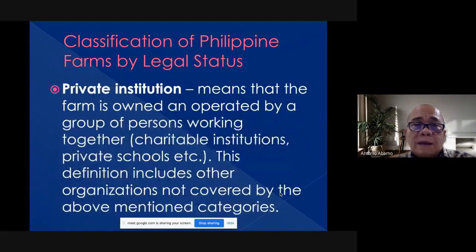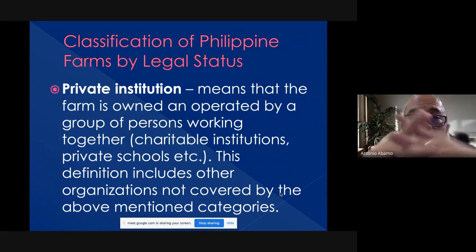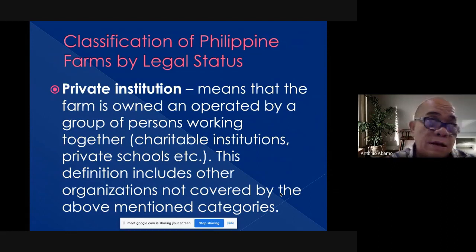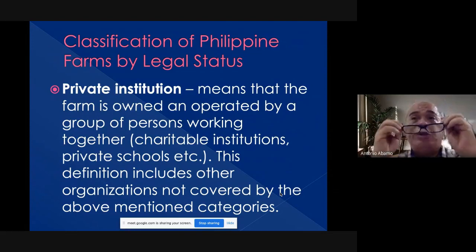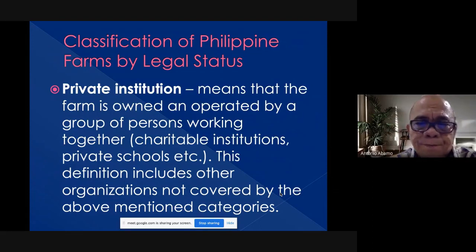Another, by legal status, is private institutions. It cannot only be government, but there are also private institutions. For example, NGOs running a specific farm with the specific purpose of demonstrating a particular business model to address certain needs of the market. And of course, people around them also benefit from the technology that they are using. This definition includes other organizations. Private institution could mean other organizations not covered by the above-mentioned categories. It isn't a corporation, it isn't a cooperative, it could just be a PO or private institution that is going to demonstrate something, for example, a certain technology to be introduced in a particular location. Basically, NGOs.